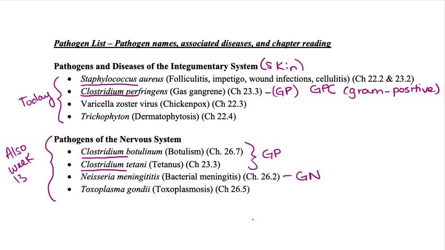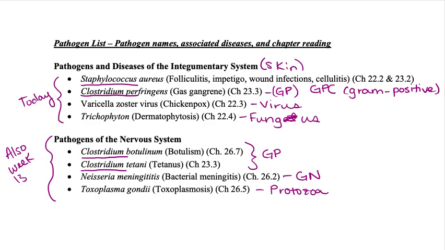We have one fungal infection that we're covering, athlete's foot or trichophyton or ringworm. Trichophyton is a fungus. And we have one protozoan. We're going to cover toxoplasma this week. And then we also have a virus. So each week you'll see infections caused by a variety of different microbe types.